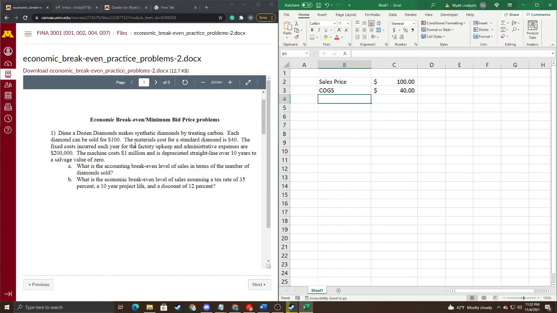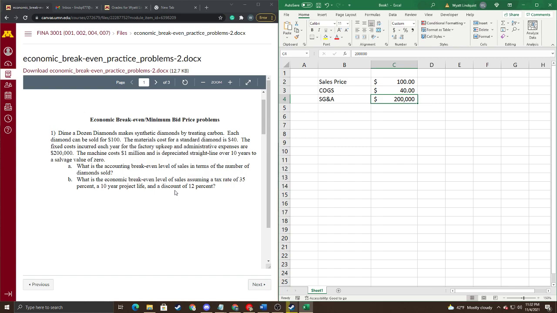The fixed costs incurred each year for the factory upkeep and administrative expenses are $200,000. So these are SG&A costs. So those are selling, general, and administrative costs. And those are $200,000.